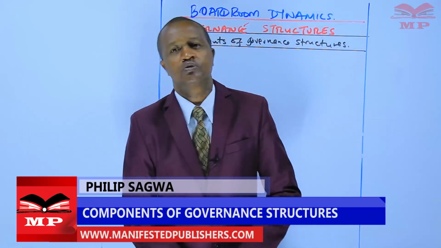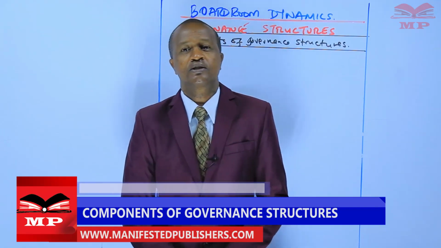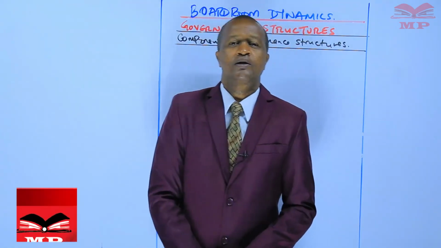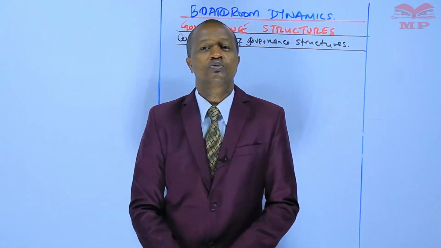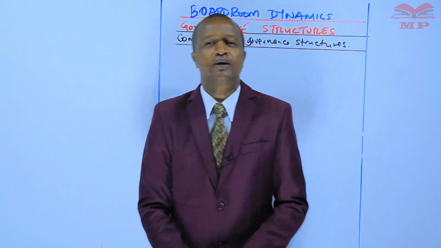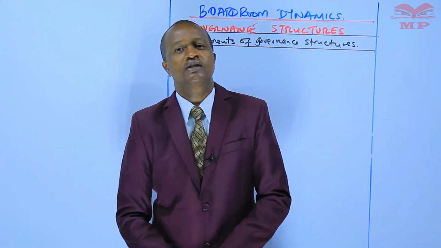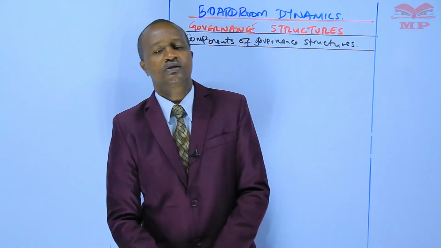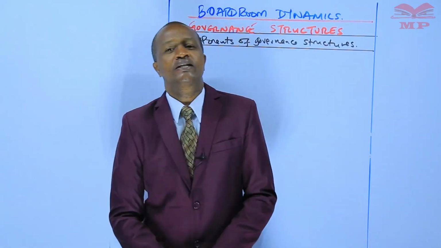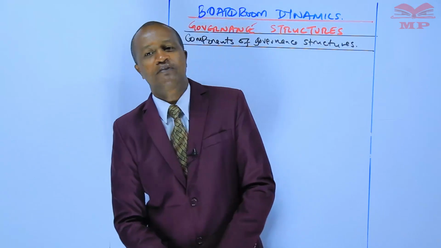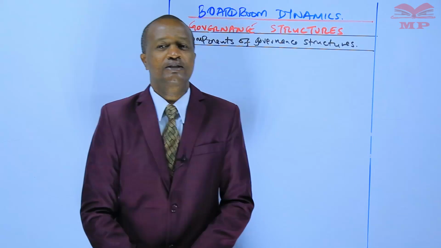The subject is boardroom dynamics. We continue with the chapter known as governance structures. We defined governance structure as a framework that specifies the distribution of rights and responsibilities among different stakeholders, such as the board, the managers, and the shareholders. A governance structure also spells out the rules and procedures for decision-making in corporate affairs. That's what we defined as a governance structure in our last session.